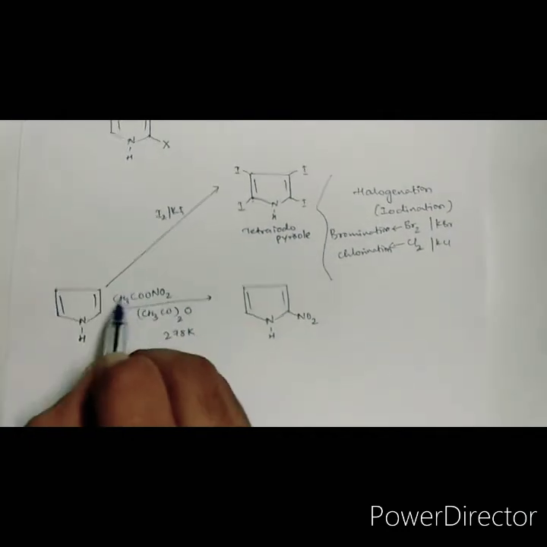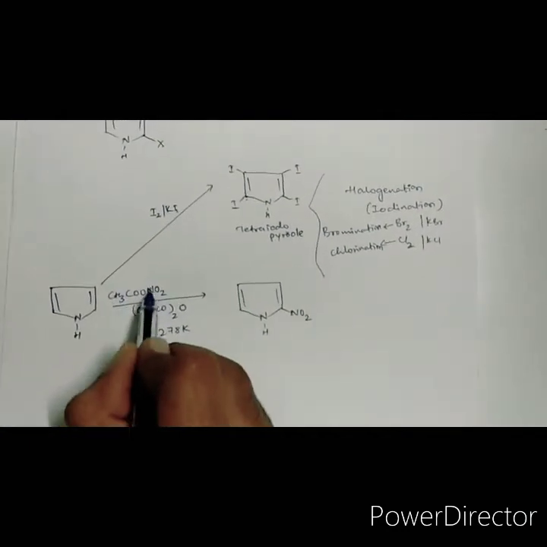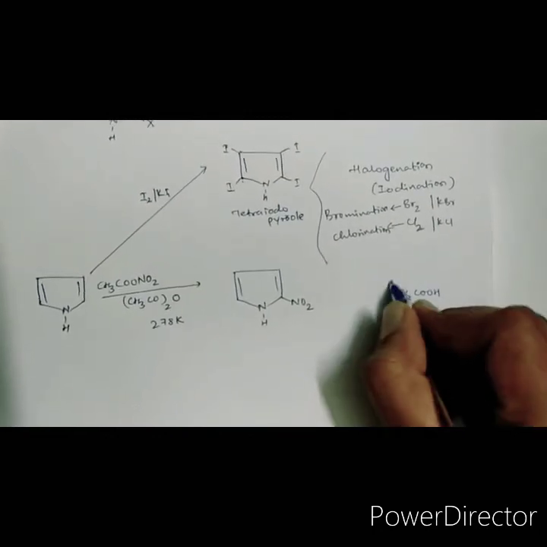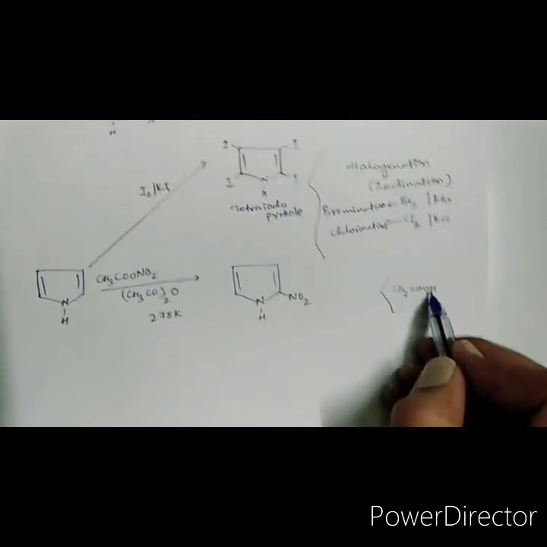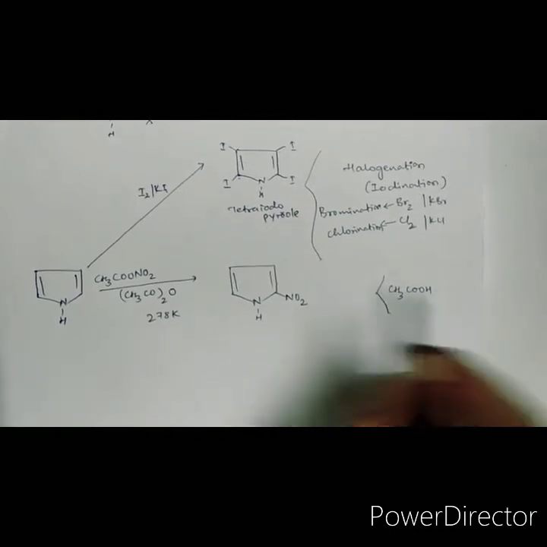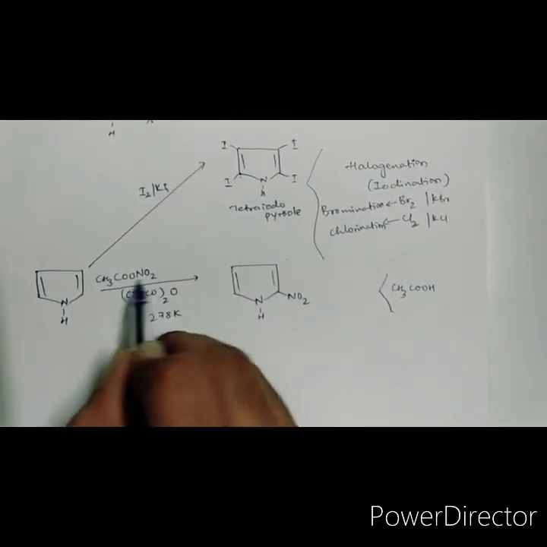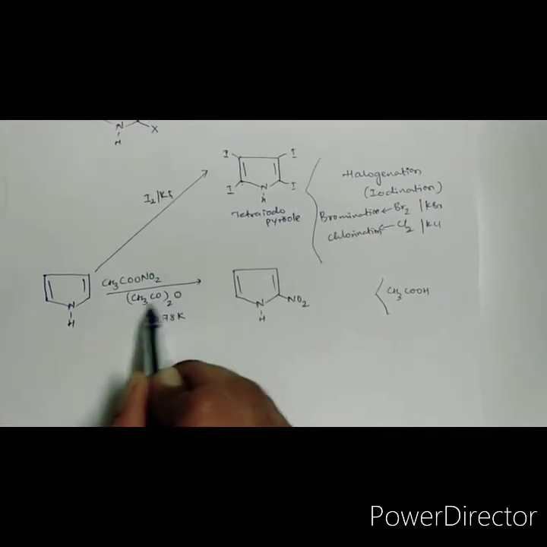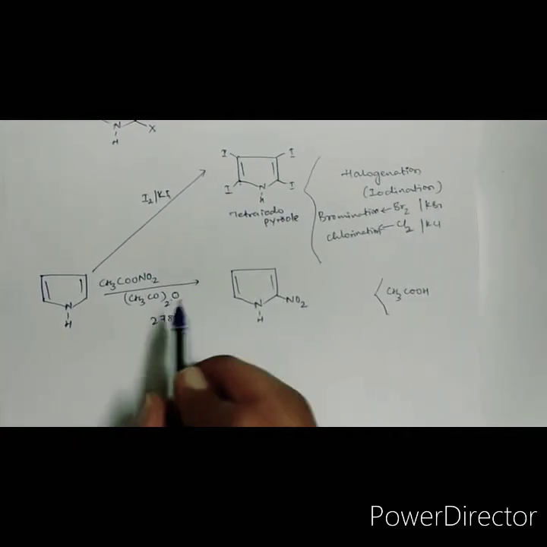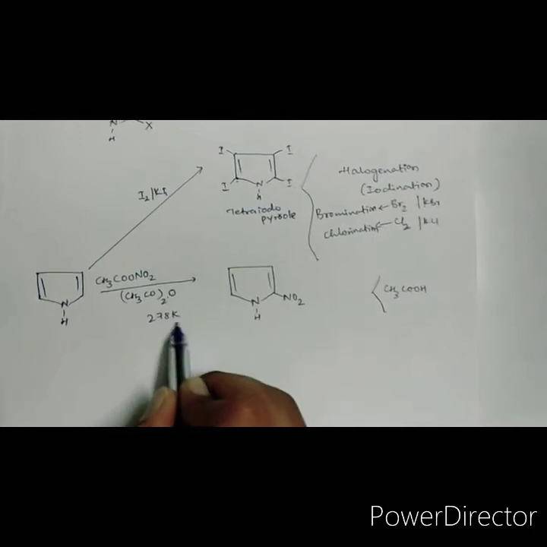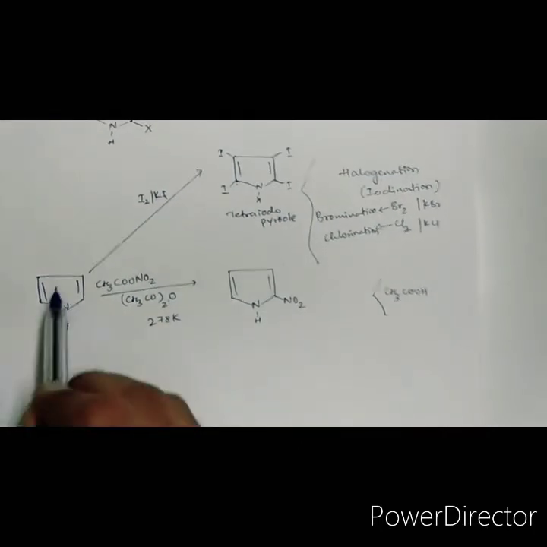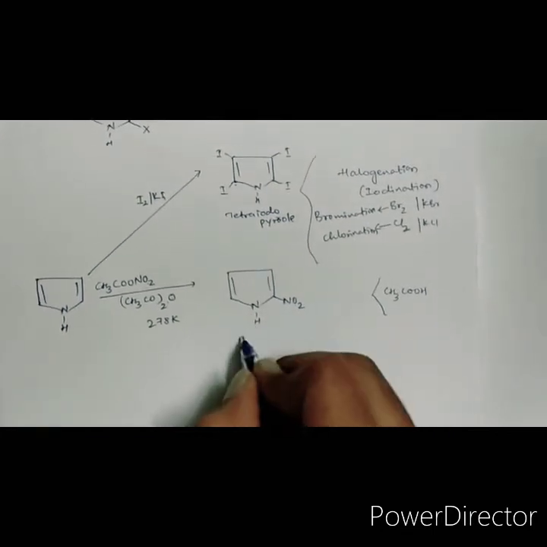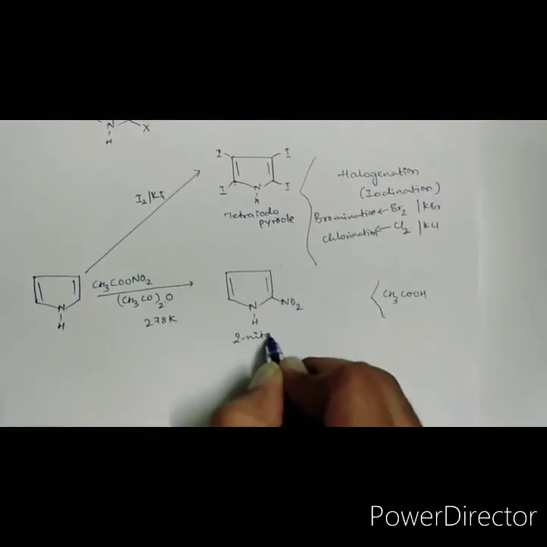acetyl nitrate, you can see here this is acetyl and this is nitrate. Acetic acid, CH3COOH, is acetic acid. When hydrogen is replaced with a nitro group, it is known as acetyl nitrate, in the presence of acetic anhydride. This is acetic anhydride at 278 Kelvin. So at this condition, pyrrole undergoes a nitration reaction at the second position. So this is known as 2-nitropyrrole.